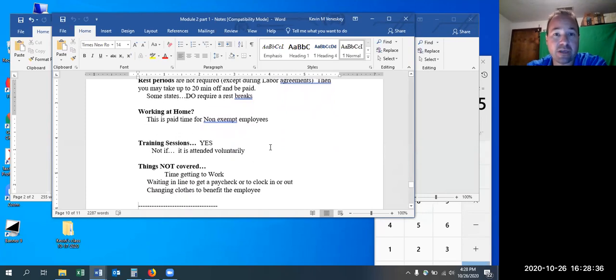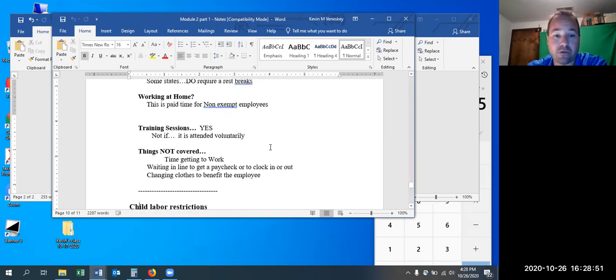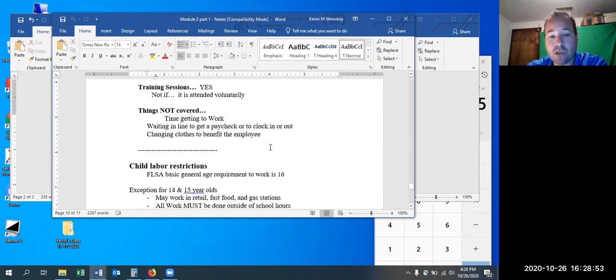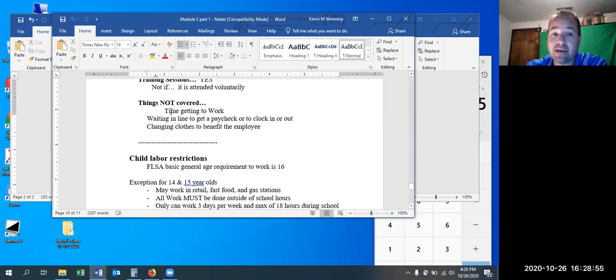Training sessions, if you're in a training, if you're entry level and you're just starting, then yep, you are paid for that. There were a few exceptions. If you're under a certain age and it's the first 90 days, you can be paid at a reduced rate, but a lot of times the companies will pay you their full amount. Things definitely not covered: time getting to work, your travel time commuting, that's typically not paid, and you're not going to get reimbursed for that.